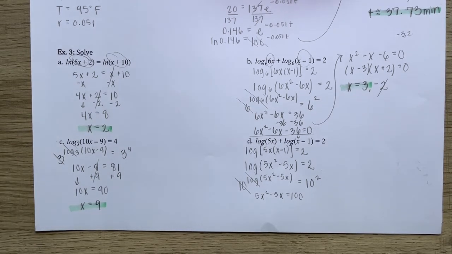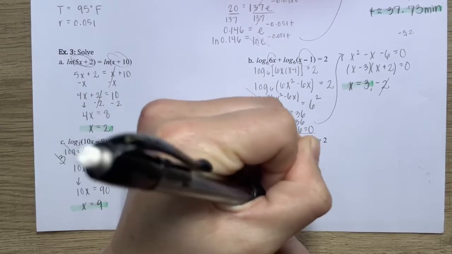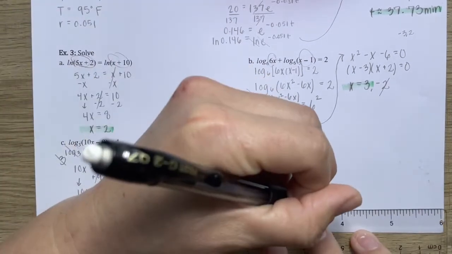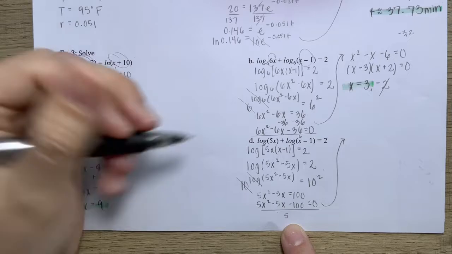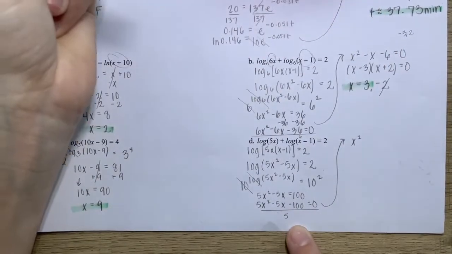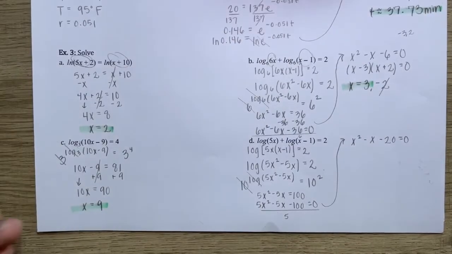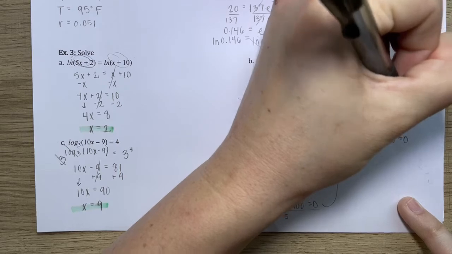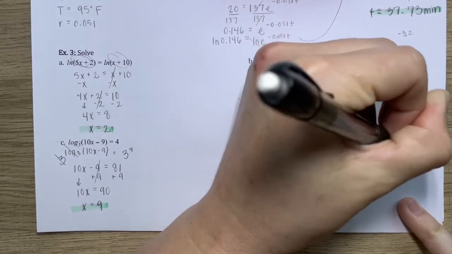And then now I have a quadratic, so I can get it in the standard form and try to factor it. So I'm going to subtract the 100 over. I get 5x squared minus 5x minus 100 equals 0. They're all divisible by 5, so I'm going to divide out a 5 to make it easier to factor. And then when I do that, 5x squared divided by 5 is x squared. Negative 5x divided by 5 is negative x. Negative 100 divided by 5 is negative 20 equals 0. And then now I just need factors of negative 20 that add up to negative 1. So that's negative 5 and 4. So it factors into x minus 5 times x plus 4 equals 0.